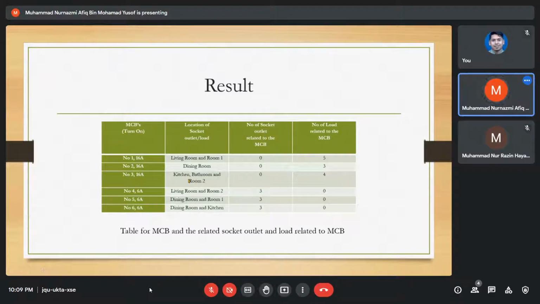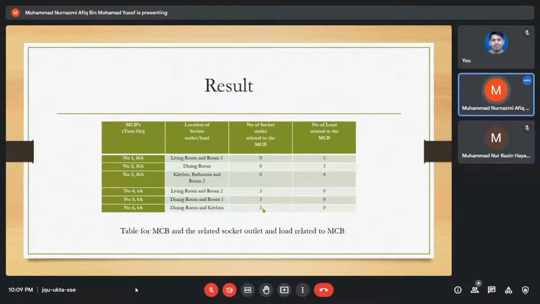For number 3, the location is the kitchen, bathroom and room 2. There is also no socket outlet related to the MCB and 4 loads related to the MCB. For number 4, which is 6 ampere, the location of the socket is the living room and room 2, and the number of socket outlets is 3. For number 5, 6 ampere also, the location is the dining room and room 1, also 3 socket outlets related to the MCB. And the last, number 6, 6 ampere, dining room and kitchen, also has 3 socket outlets related to the MCB.